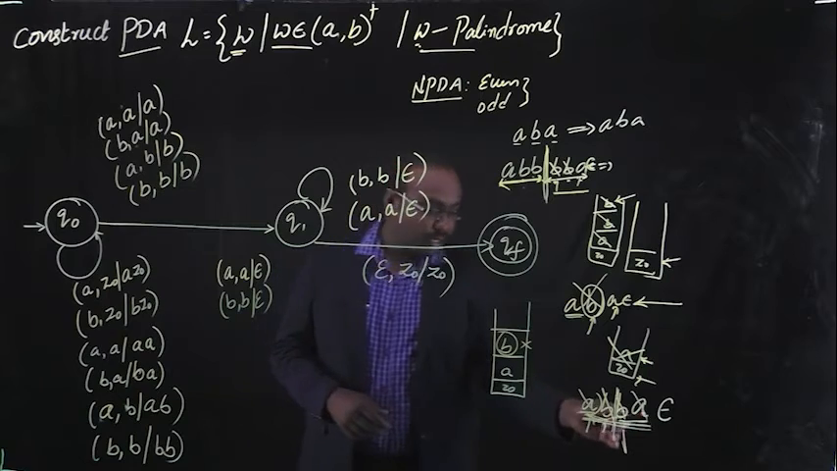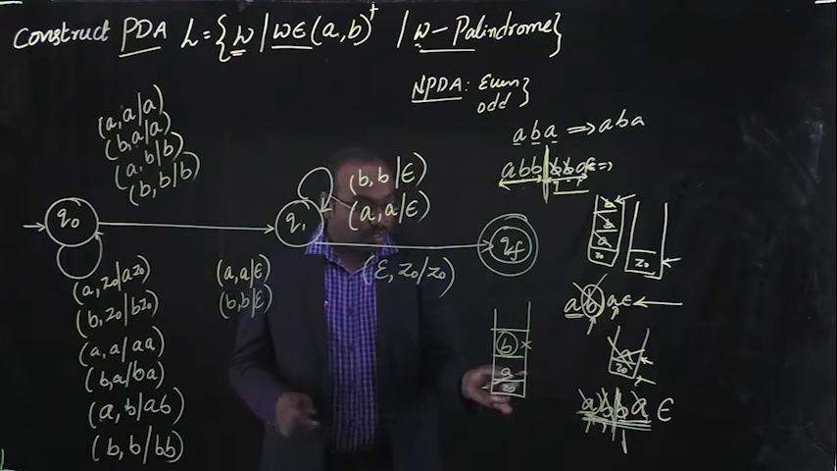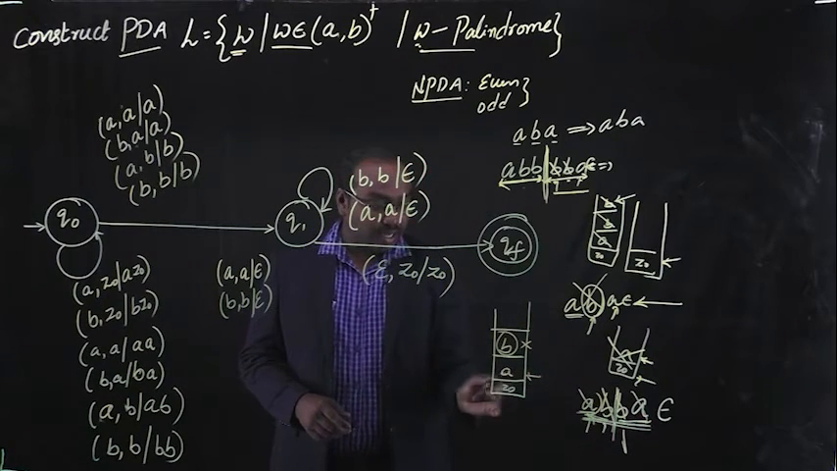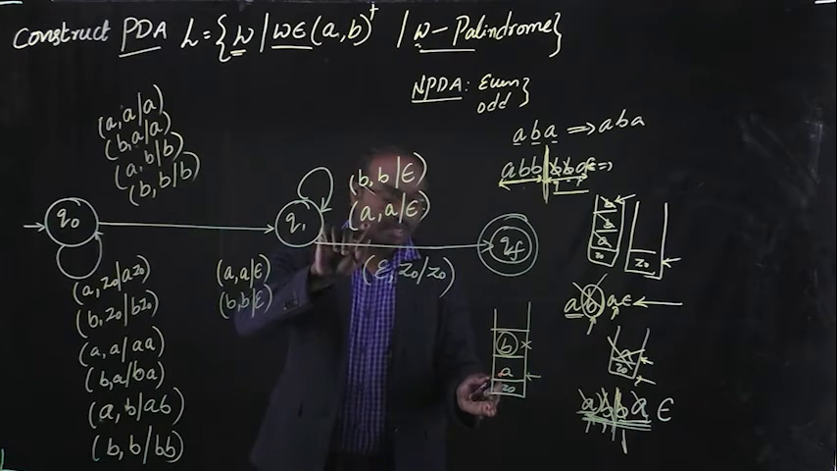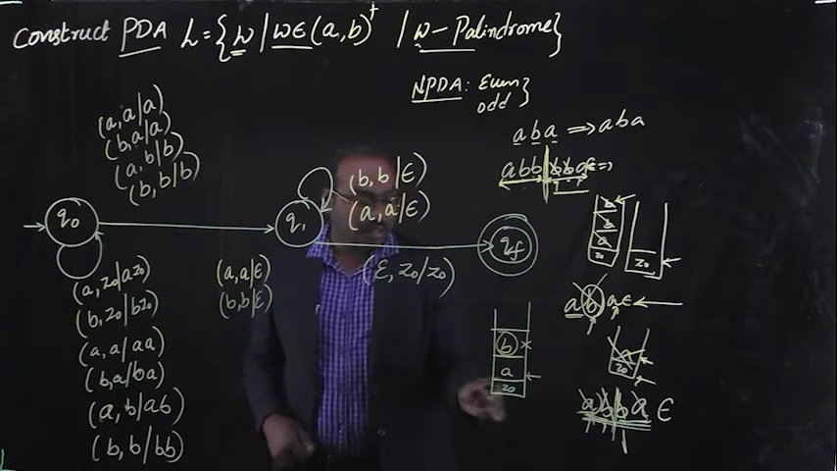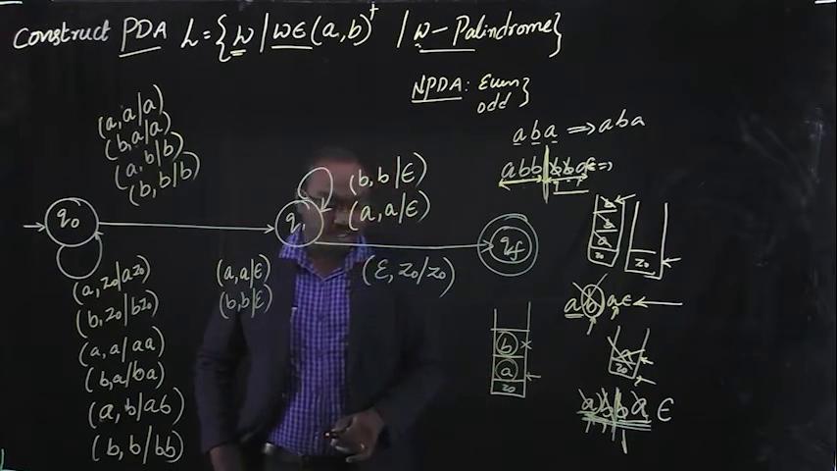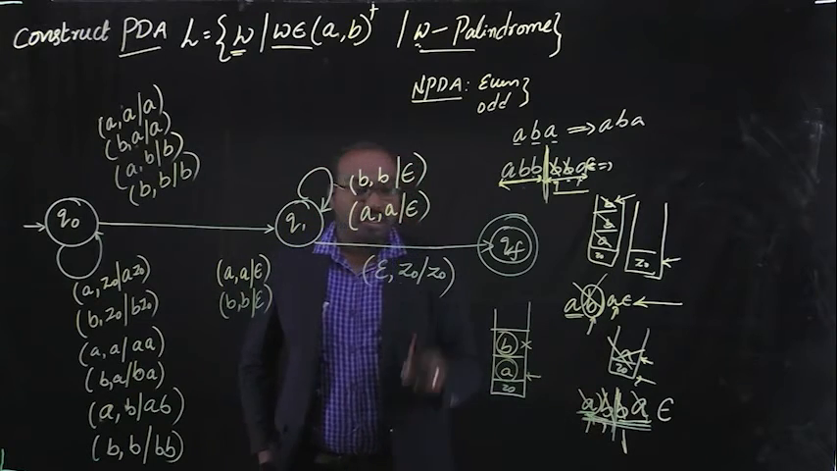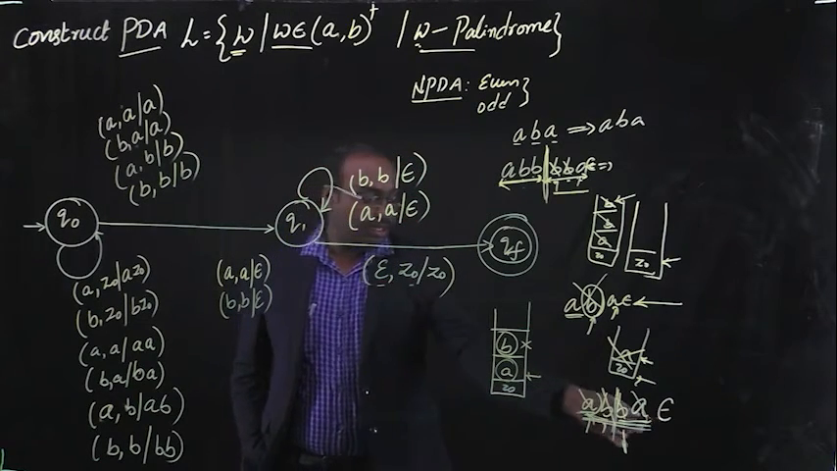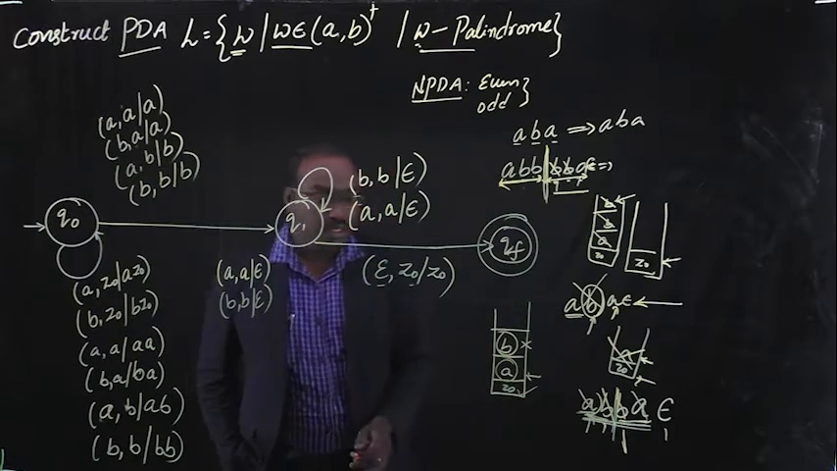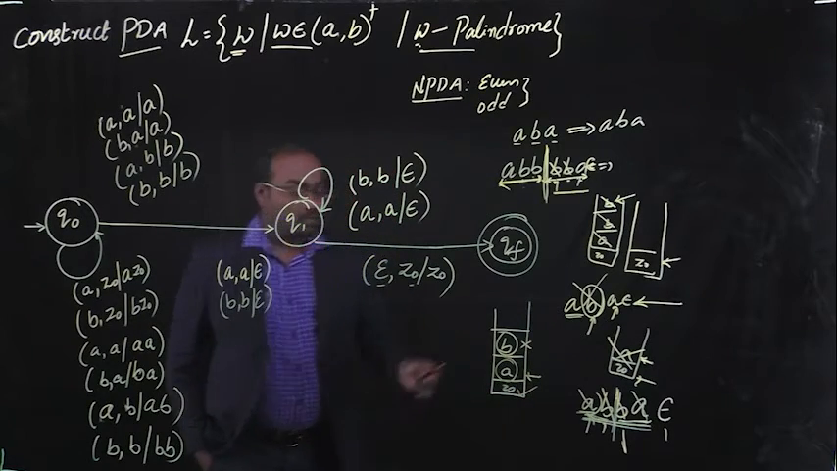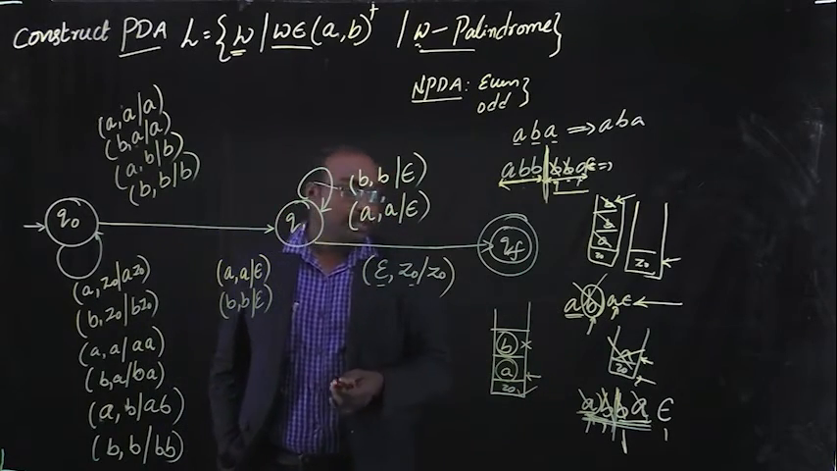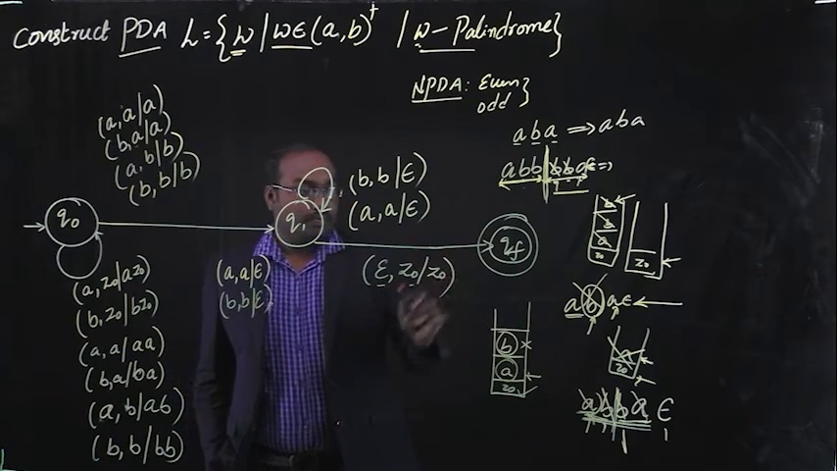And next one, A on A. Input symbol A and top of the element is A, then we should remove that element from the stack. Then next one, epsilon Z0. So we can remove Z0. So we can accept the given string for the final state.